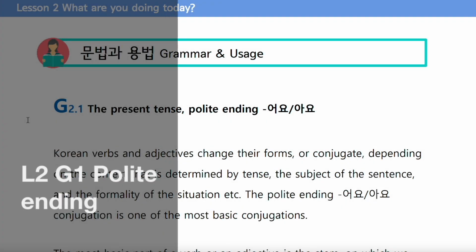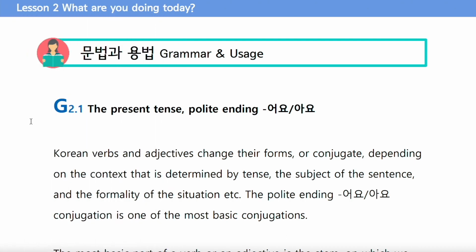자, 여러분 안녕하세요. 자, let's take a look at the grammar and usage part of lesson 2. Today we are going to talk about the present tense polite ending 어요, 아요 form. This is one of the most important things in beginning one. 예, 그래서 please pay special attention to this part.